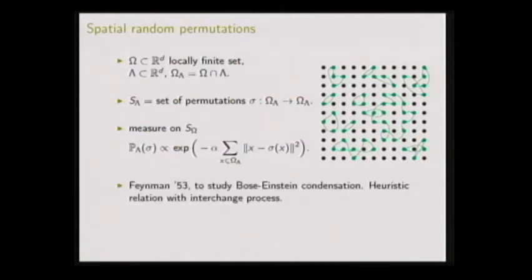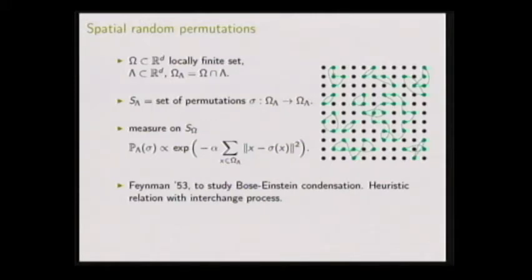And the questions here, well, considering this model was motivated by, well, started back in '53 by Feynman, who wanted to study Bose-Einstein condensation, and then he got a representation like this via the Feynman-Kac formula. And it's also related to the interchange process.